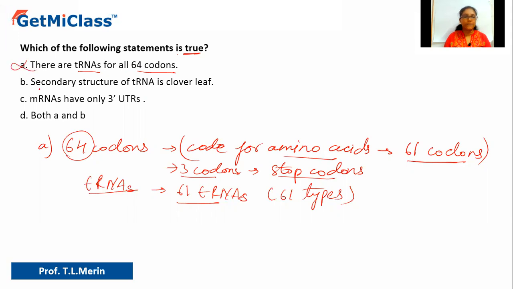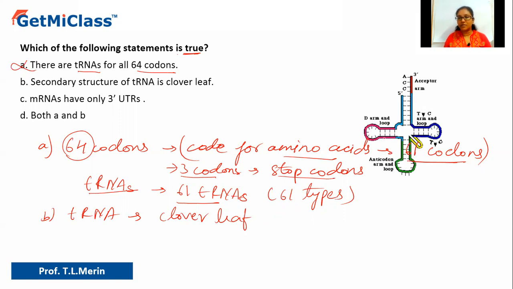It is incorrect. Option B says the secondary structure of tRNA is clover-leaf. So option B says tRNA is clover-leaf model. Clover-leaf, so it resembles the leaf of a tree. I just want to show you, yes, this is the structure of tRNA. So it resembles these leaves. You would have seen in winter they fall, right? They resemble this clover-leaf.